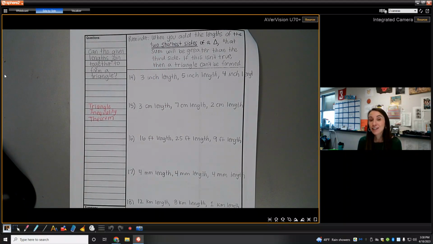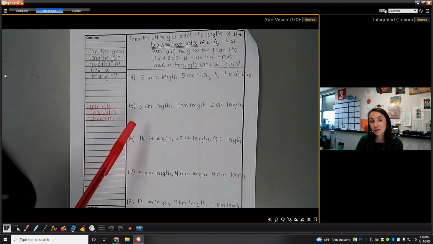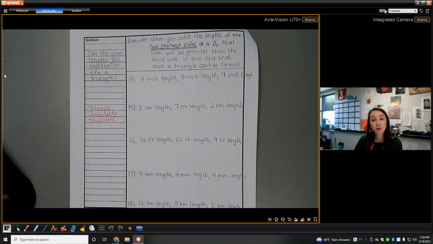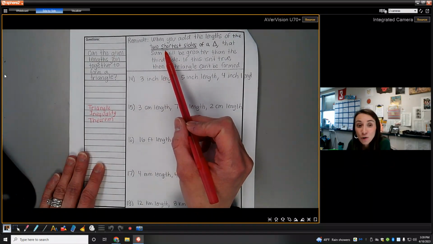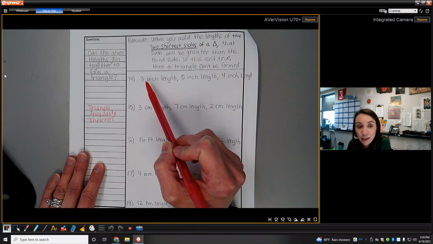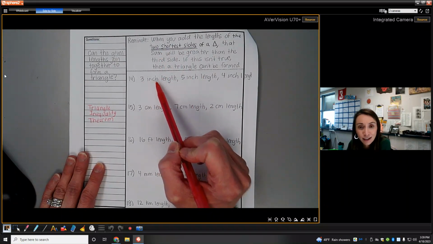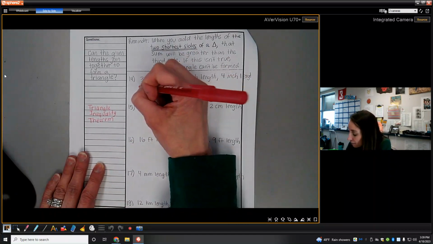We're going to go ahead and put that to use as we determine whether these given lengths can join together to form a triangle. I'll do problem 14 with you. As the reminder shows us, we need to find the 2 shortest sides. In this particular example, that would be the side length that's 3 inches and the side length that's 4 inches. So I'm going to go ahead and write those down right now.